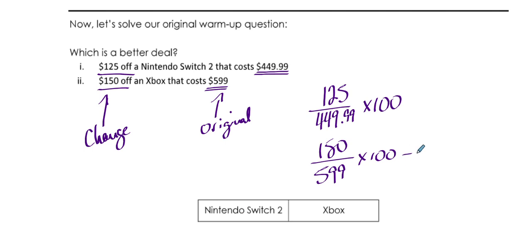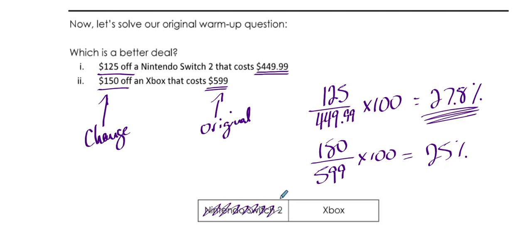All right, so this is 25%. This is 27.8%. Oops, 27.8%. The better deal is the one that's decreased by more. That's a bigger discount than that. So the Nintendo Switch is the better deal. All right, that is percent of change.